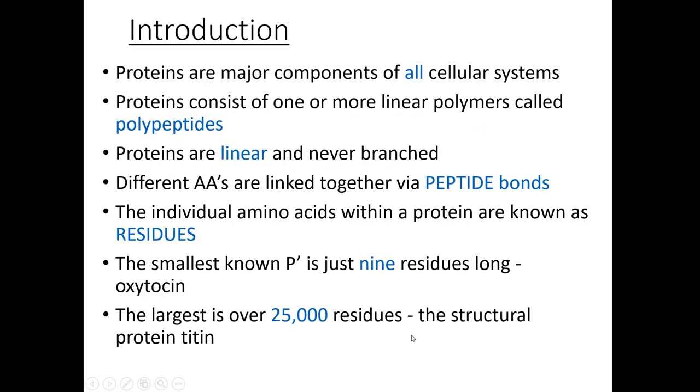So before going into the details of structure, this is the introduction of the protein. Proteins are the major components of all cellular systems. Proteins consist of one or more linear polymers, called polypeptides, meaning they are made up of peptide chains. Different peptides connected with each other make the complete polypeptide chain. Proteins are linear and never branched. Different amino acids are linked together via peptide bonds. Each individual amino acid is called a residue.